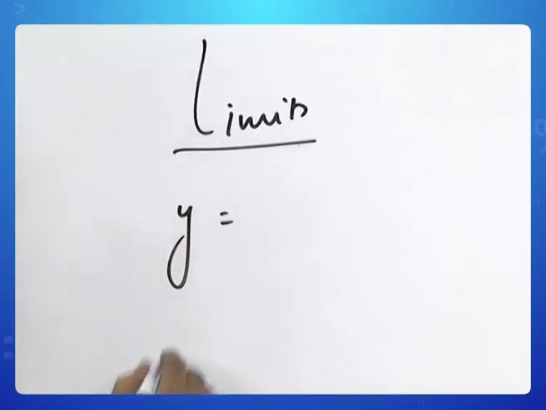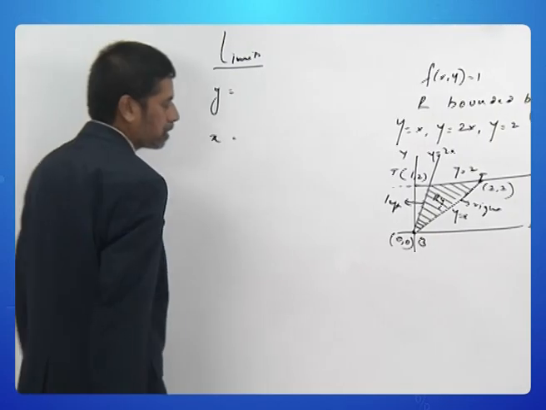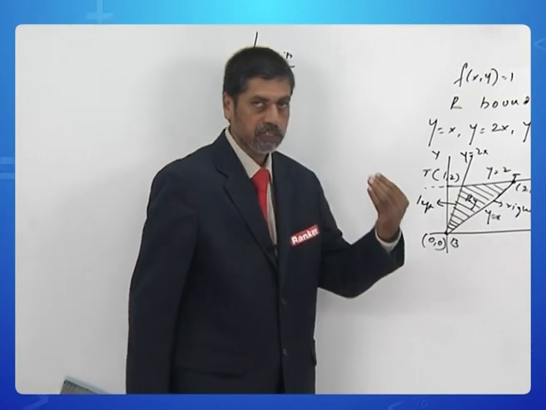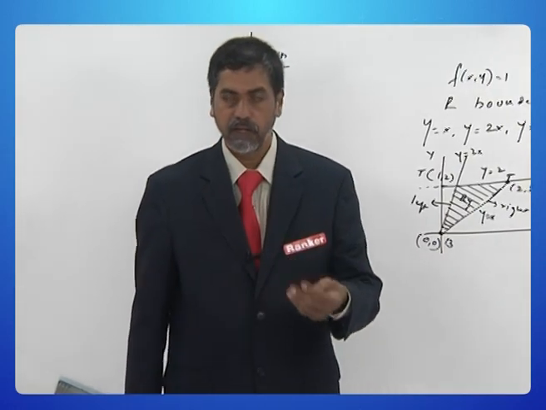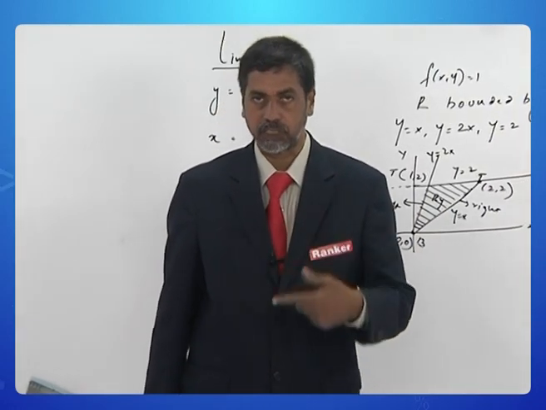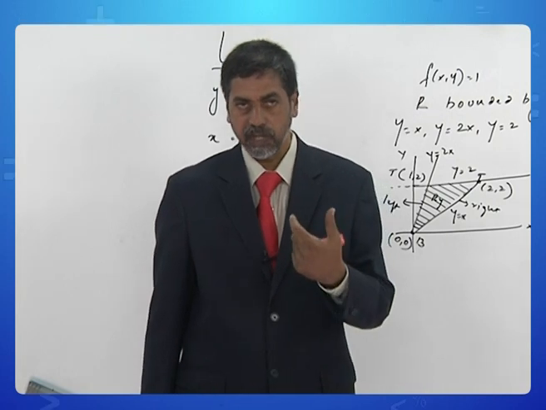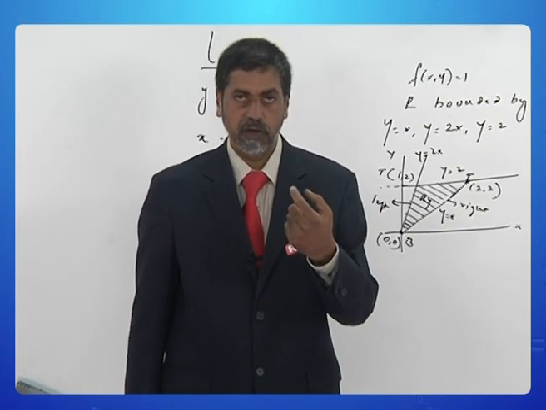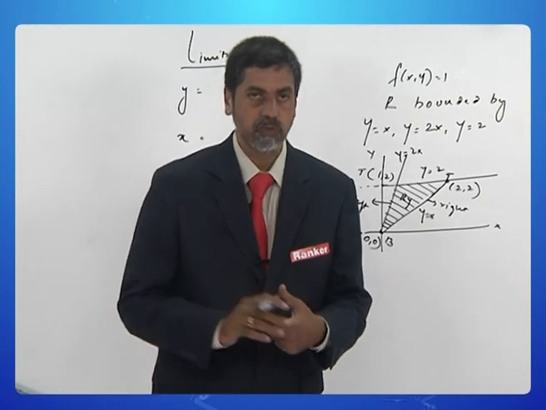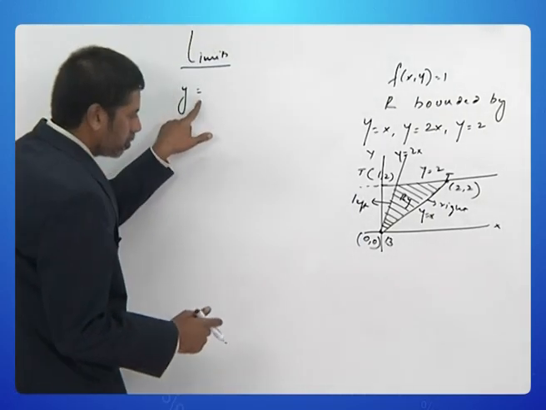First write y limits, then write x limits. It's very clear. For an Rx region, you first write x limits. For an Ry region, you first write y limits. Remember, for an Rx region, x limits will be constants. For an Ry region, y limits will be constants. So y limits will be constant.